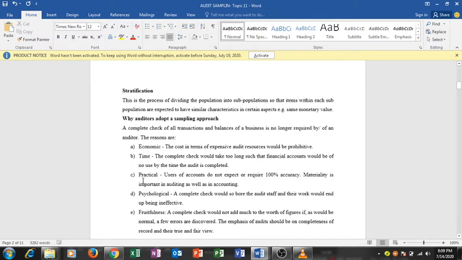You can find that in some cases it is not possible to have 100% accuracy. Materiality is important in auditing as well as in accounting, so you also need to consider that. Then we have the psychological reason: a complete check would be more boresome.